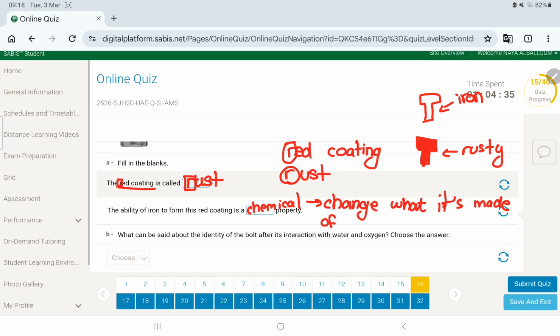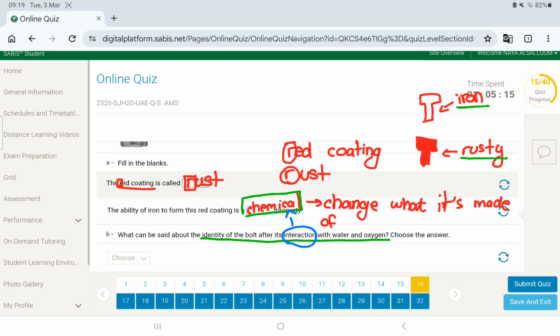So, did it change what it's made of? Yes, it did, because it turned from being steel, shiny iron to being brittle, reddish rust. So, it's a chemical property. Why? Because it changed what it's made of, the iron. What can be said about the identity of the mold after its interaction with water and oxygen? Now, guys, also, why is it a chemical property? It interacts. Interaction. When you see interaction, reaction, these are all chemical properties. So this is why it's chemical also.